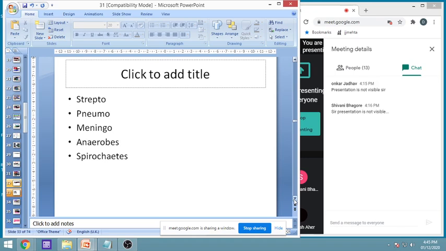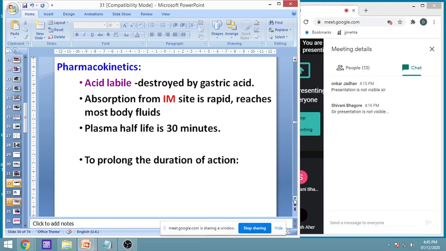So what are the various agents which are there? Streptococci, pneumococci, meningococci, anaerobes and spirochetes are active against this, because cocci are usually gram-positive, so it is active against them, and least active against others. Now what are the problems? When we say that penicillin G is the most active, it has the highest antibacterial activity, it is the safest, then what are our problems? The problem is what? First is that it is acid labile.